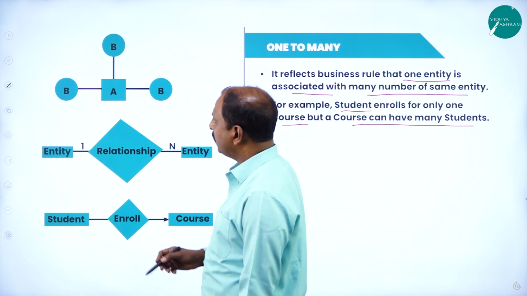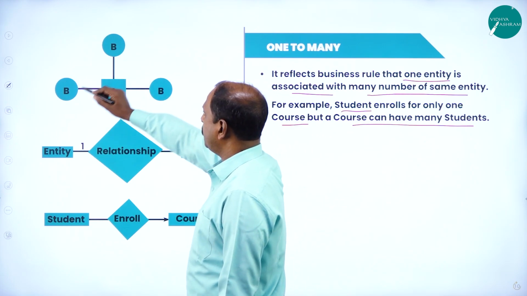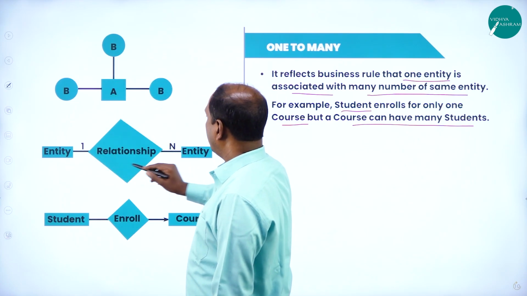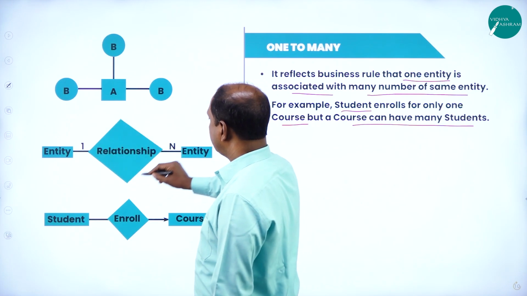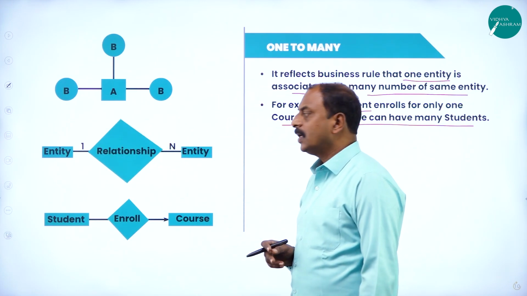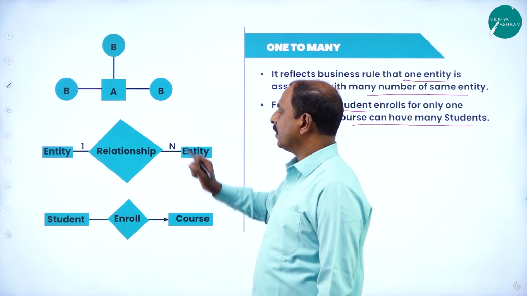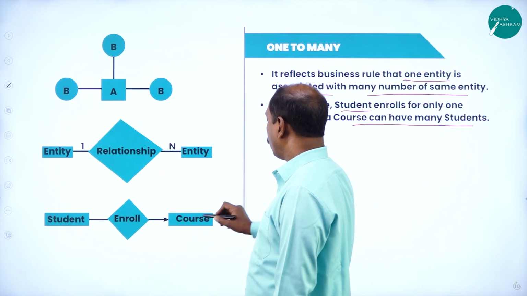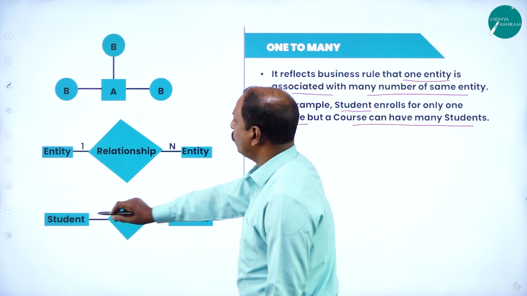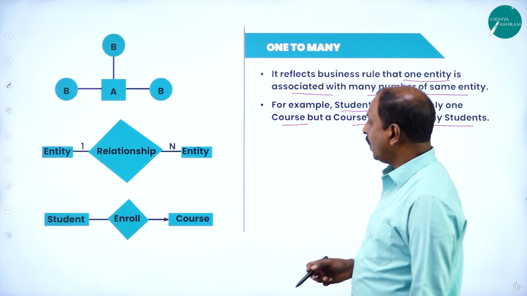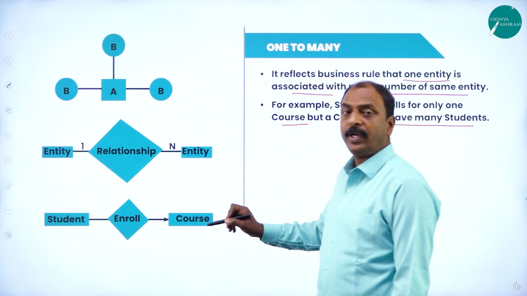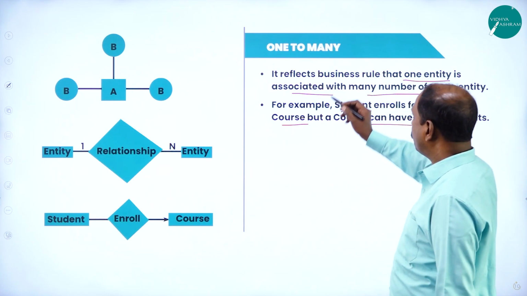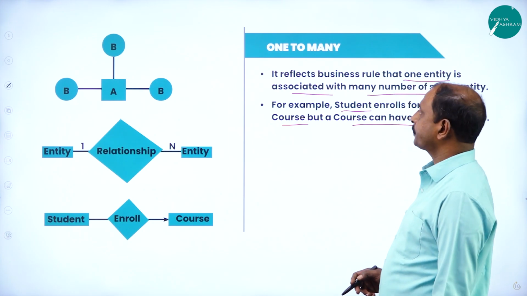Look at the example here. Here A, B are different entities. Entity 1 is an entity, and between them we have n number of relationships. One course may have n number of students. For example, a student enrolls for one course. This is the one-to-many relationship, where one course will have many students enrolled for that particular course. That is an example for one to many.